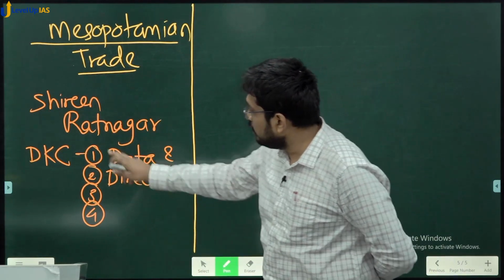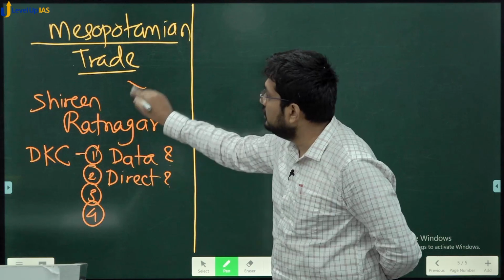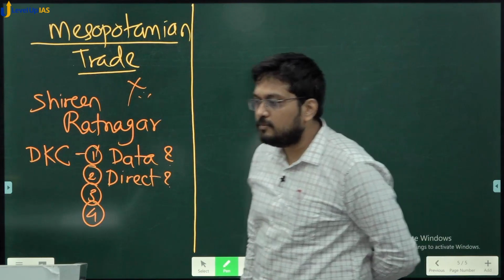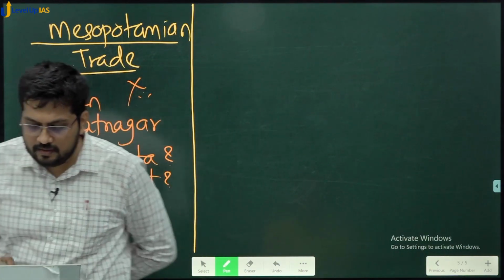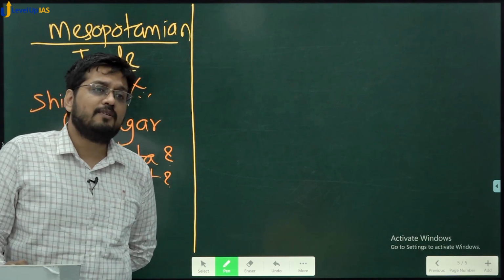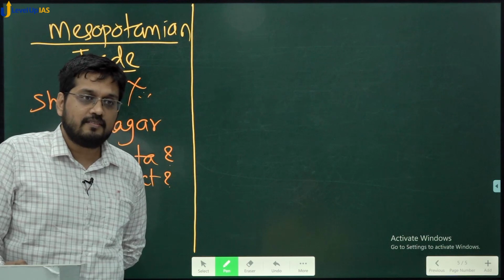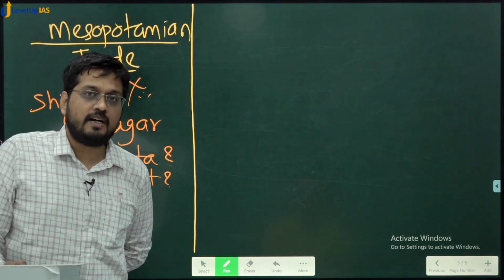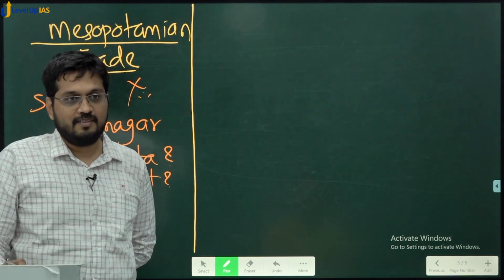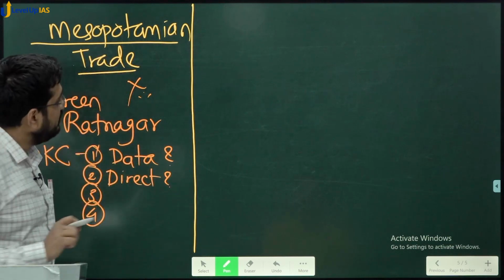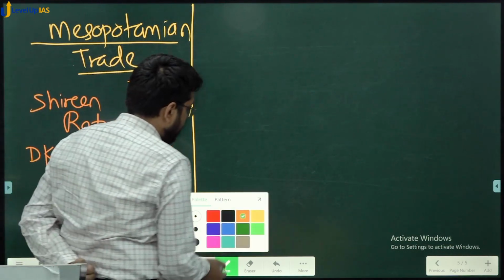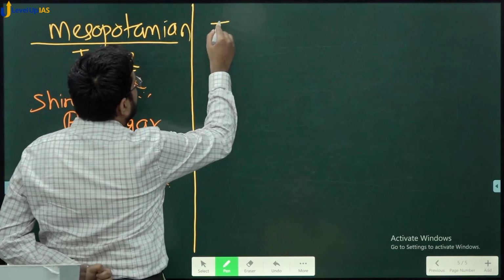So these are the four arguments given by D.K. Chakravarti to demolish this theory. This seems quite rational. Then even Jim Shaffer says, the line given by Upinder Singh in her book, that Harappan-Mesopotamian trade was neither intensive nor extensive. But anyway, then what is the second theory? The second theory is technology.